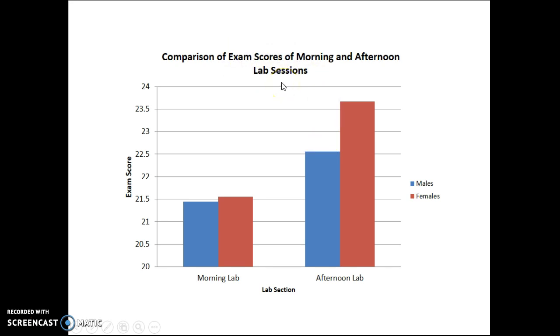We know that we're comparing exam scores of morning and afternoon lab sections. We see bars for both the morning lab and the afternoon lab. We're differentiating males and females. That's what the two colors represent. And then on our y-axis, we have the exam scores that we're interested in.